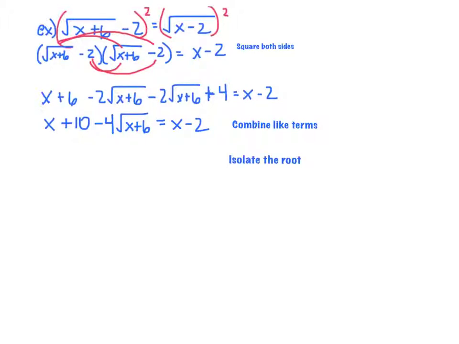Now, just like with any of these, if I'm going to solve for x, first thing I need to do is isolate this root. So I'm going to get rid of this x, this 10, and this negative 4. So I start by subtracting an x from each side. That actually cancels all the x's that aren't inside the radical. Then I'll subtract 10. So as of right now, I'm at negative 4 square roots of x plus 6 equals negative 12.